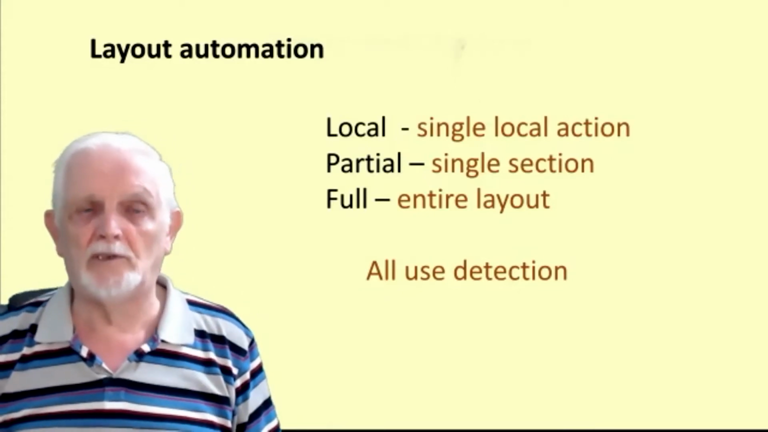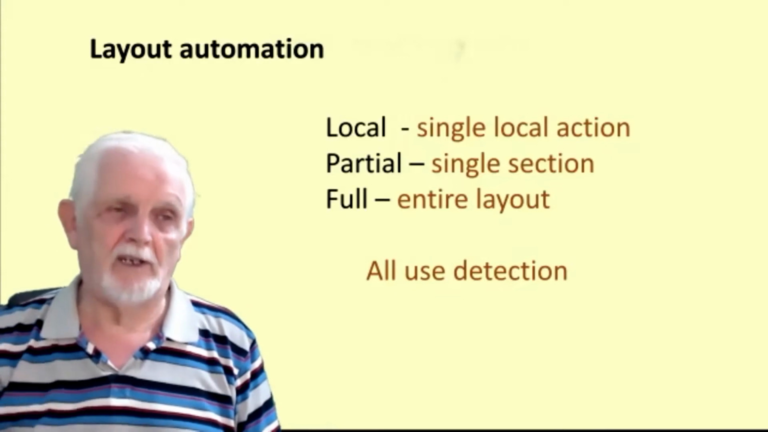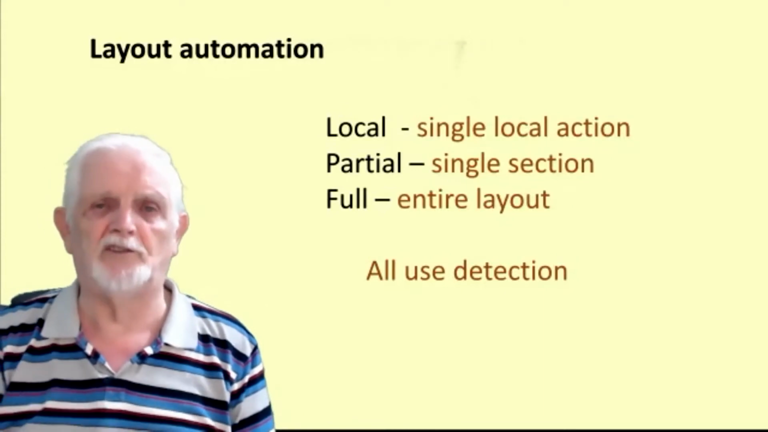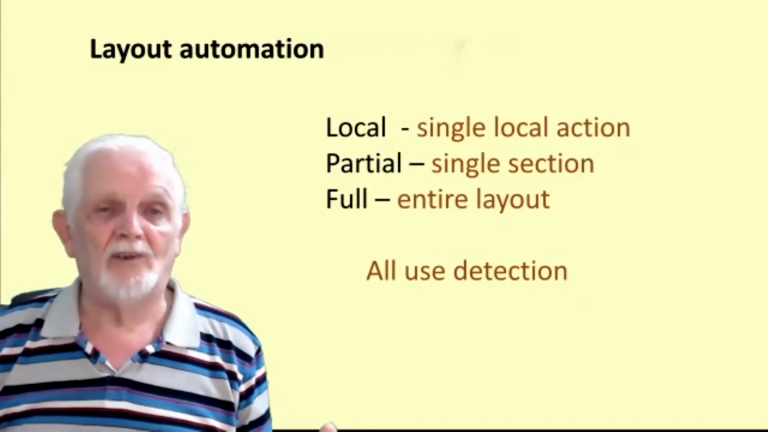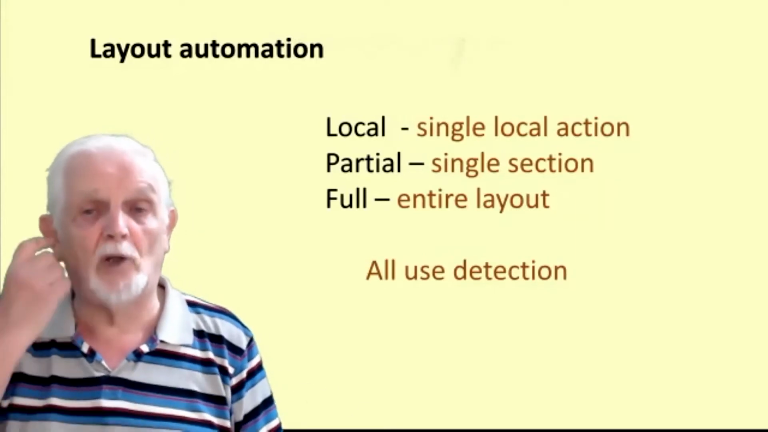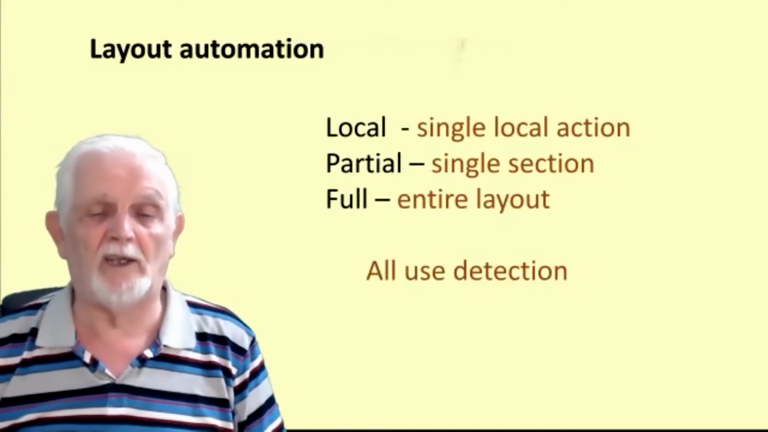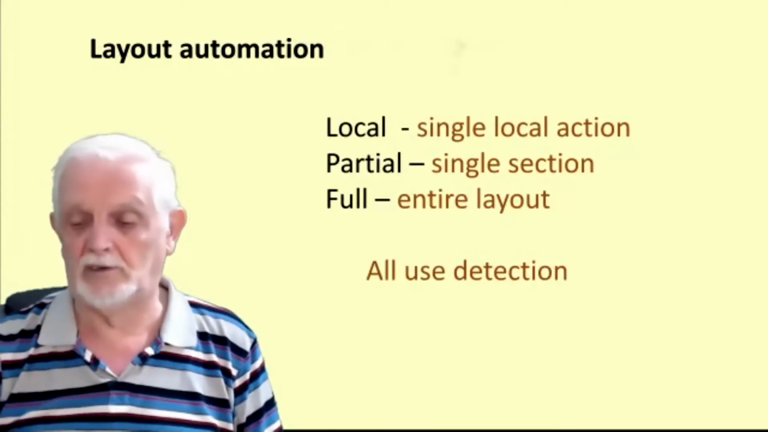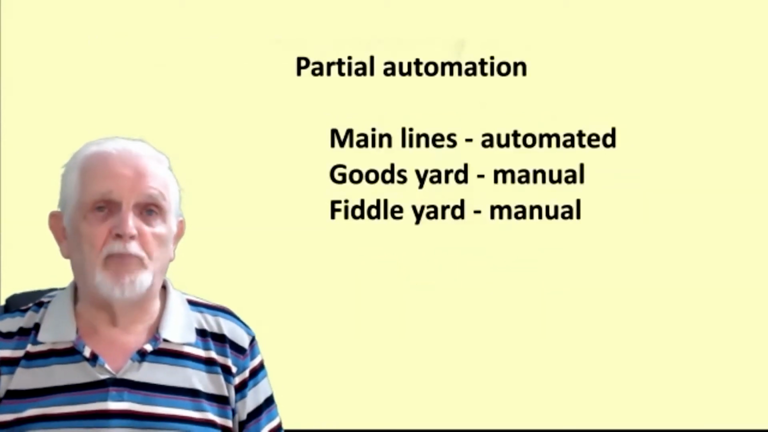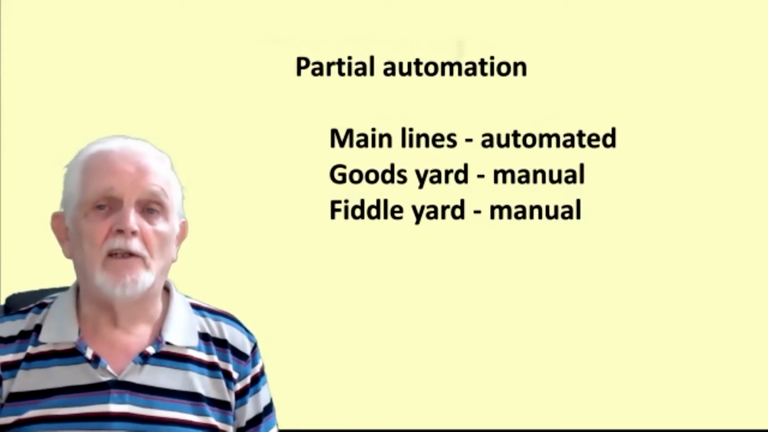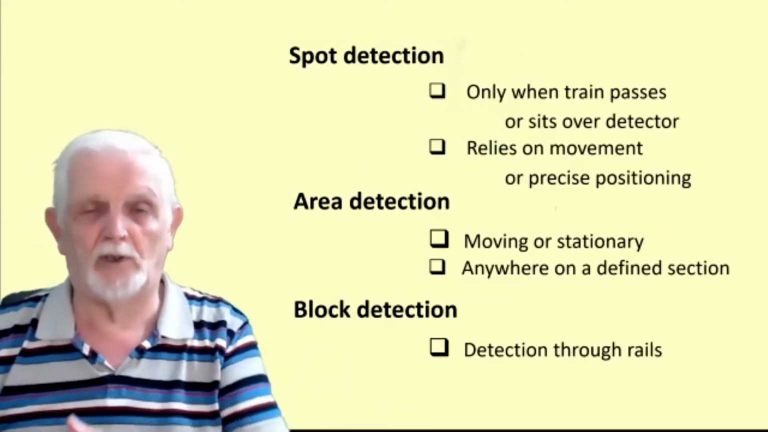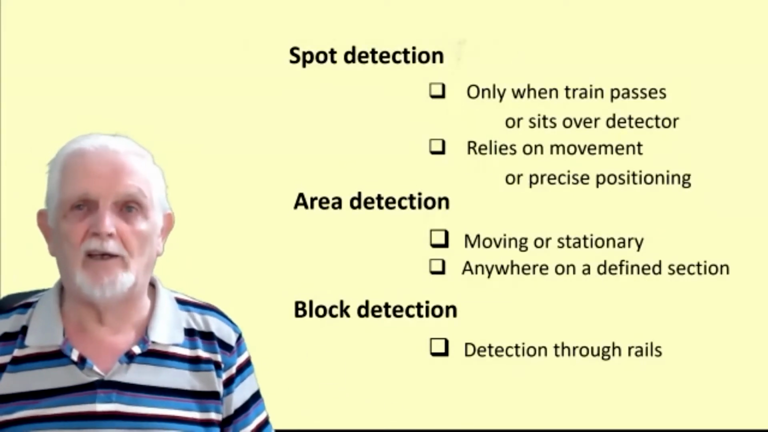Or it could be a partial automation where you have trains going around the main loops, but you want to do work in the sidings on goods yards and so on. Or you may want the entire layout to be automated using various bits of software. All of these need some way to detect the presence or otherwise of a train, either rolling stock or the loco itself. There's examples of partial automation that I said earlier. And there's different methods of detection, which feeds into what we'll look at shortly in terms of the actual hardware.